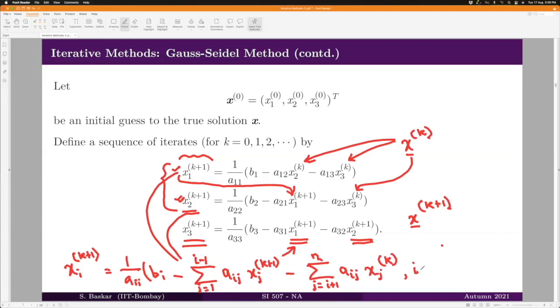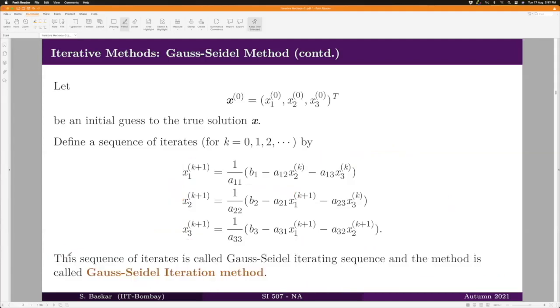And this will happen for all the rows, that is, all the equations. So that's the general formula for the Gauss-Seidel method, component wise. You can think how to write the corresponding B matrix in this case. And this sequence is called the Gauss-Seidel iterative sequence, and the method is called the Gauss-Seidel iteration method or Gauss-Seidel method.